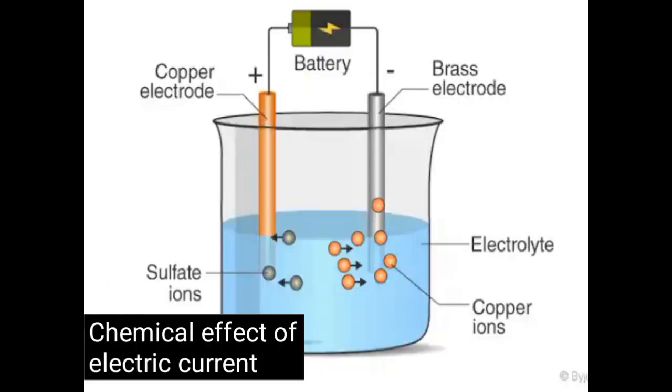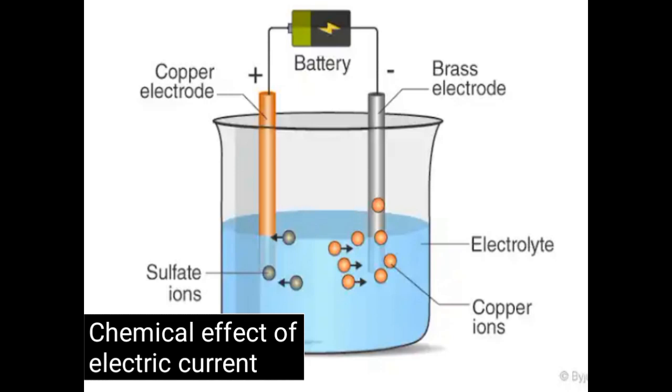And our chemical effect talks about how chemical reactions occur when current passes through a conducting solution, like electrolysis. This is a basic separation process in chemistry, very useful.